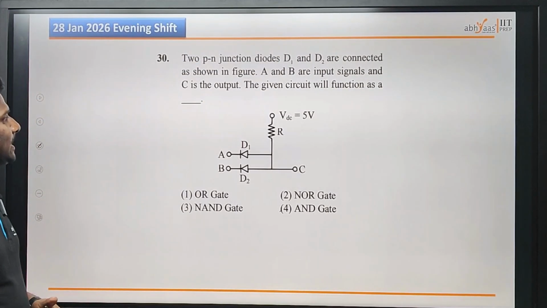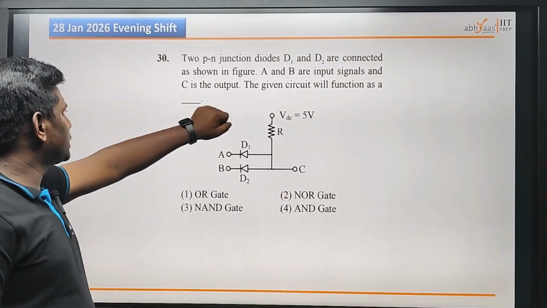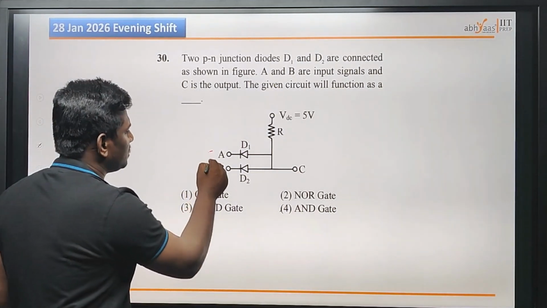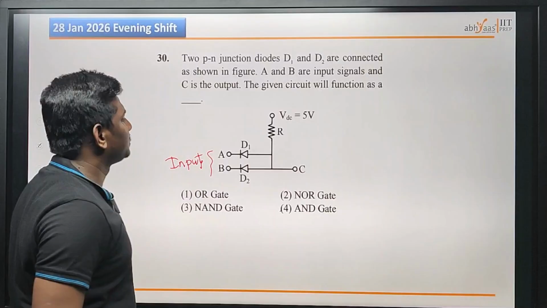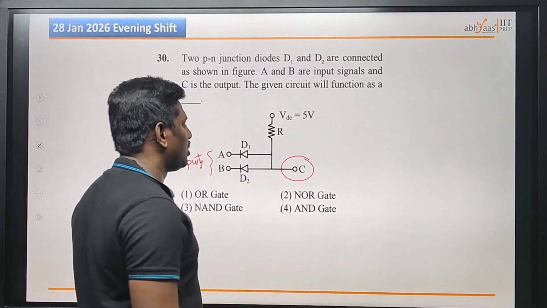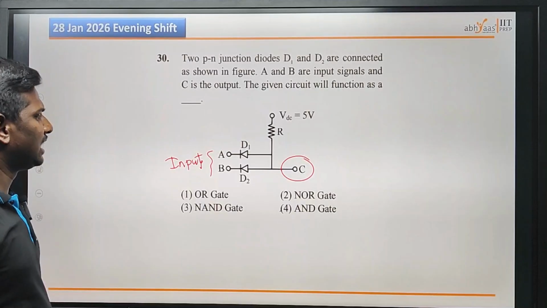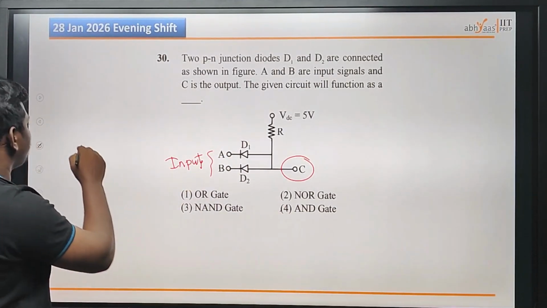So next question, see here. Two PN junction diodes D1, D2 are connected as shown in the figure. A, B are input signals. These two are inputs, and C is the output. The given circuit will function as what?